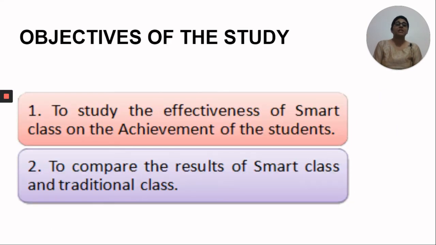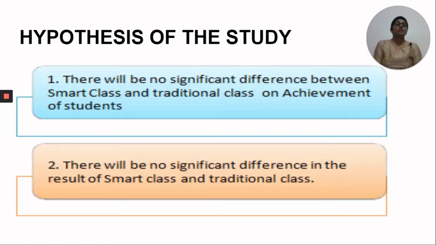Now here are the objectives of the study. Two objectives were determined for this research paper. First was to study the effectiveness of a smart class on the achievement of the students, and the second one is to compare the results of a smart class and traditional class. On the basis of these two objectives, two hypotheses were determined. First, there will be no significant difference between smart class and traditional class on achievement of students. And second, there will be no significant difference in the result of a smart class and traditional class.